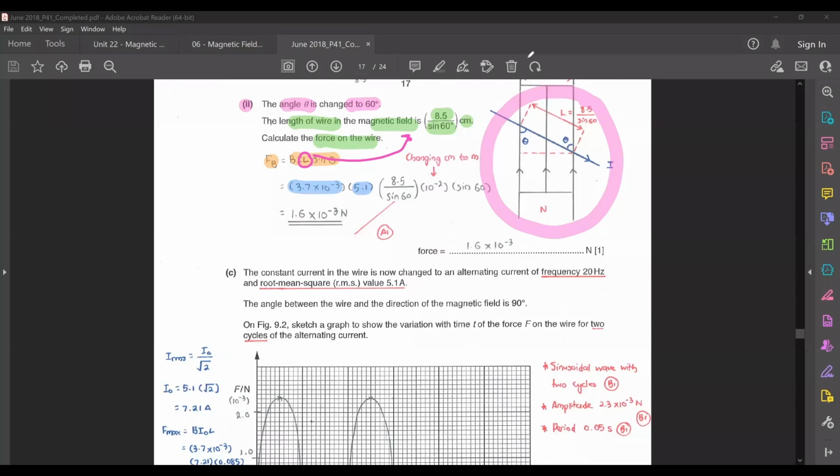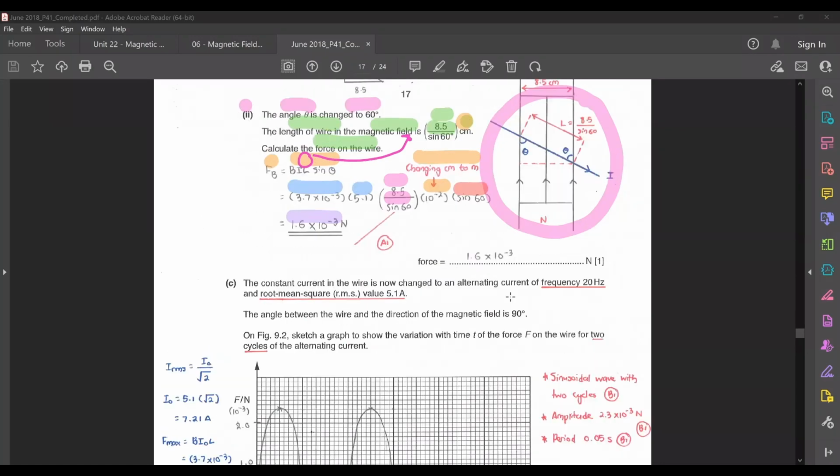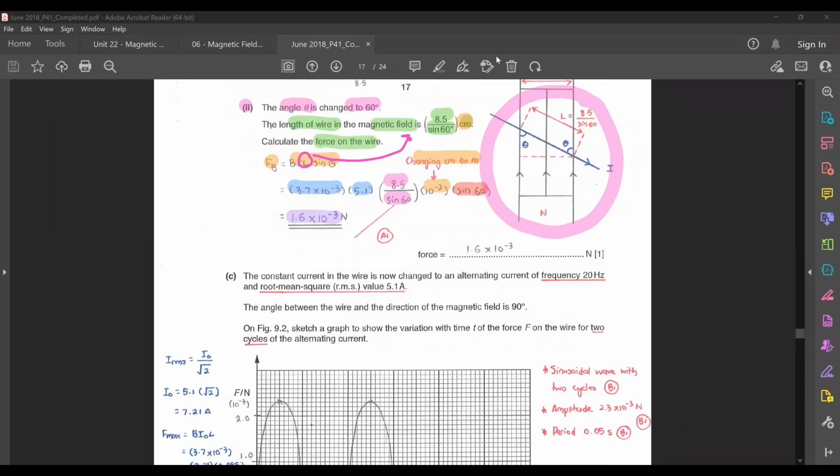Be careful with the units. It is in centimeter. You need to change it from centimeter to meter. Then what's left of the equation is that you just multiply with the angle, which is 60 degrees, so it's sine 60. Your final answer would thus be 1.6 times 10 power minus 3 Newton. Now notice that this answer is actually the same as the one that you had in the previous question. So for some reason, even though your length is different here, that effect is actually cancelled off or offset by your angle.